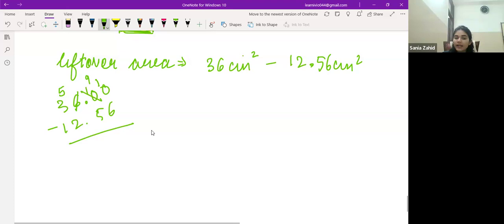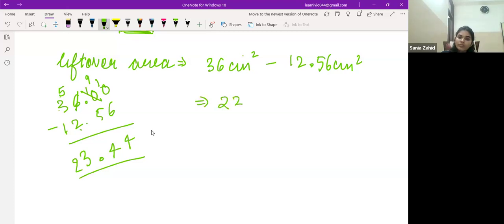Now what do you have? 10 minus 6 is 4. 9 minus 5 is also 4. 5 minus 2 is 3. And 3 minus 1 is 2. So your answer is 23.44 centimeters square.